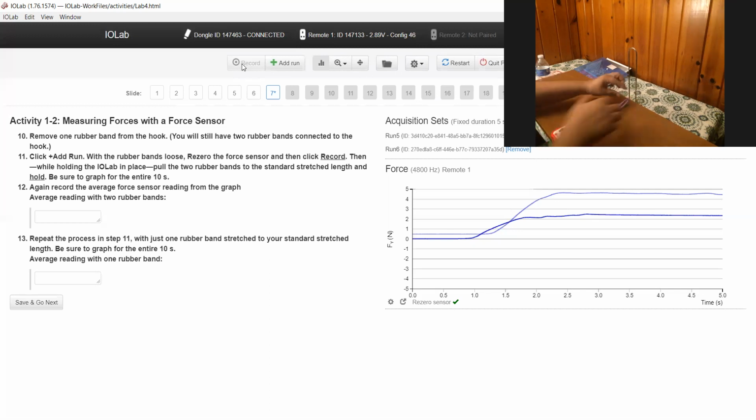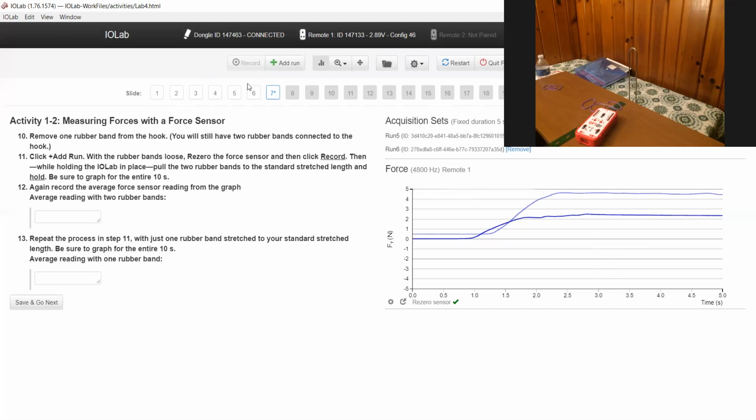So we have to take one out. Yeah, same thing. Take one out. I think you can do it. So what you can do, you will take one out. Then you loosen it, without anything being measured in the IOLab. You can zero the sensor. Then the same thing. You pull only one to the standard length. After pulling to the standard length, I hope you know what the forces are.